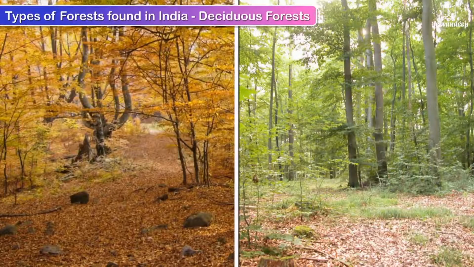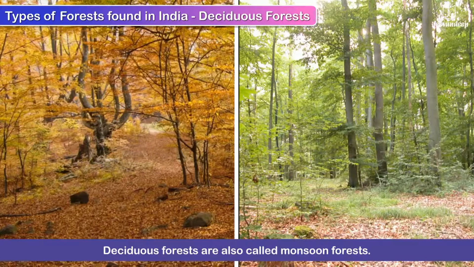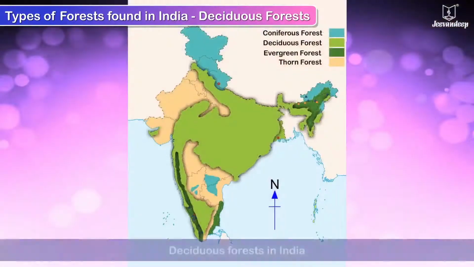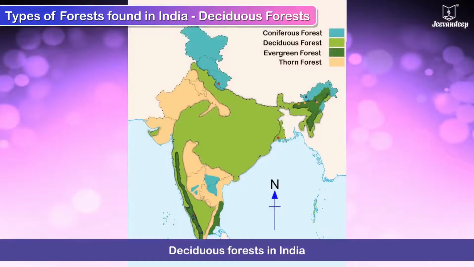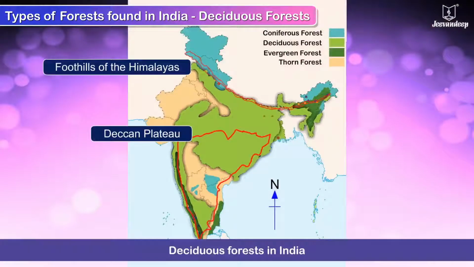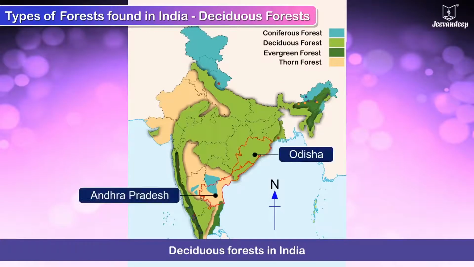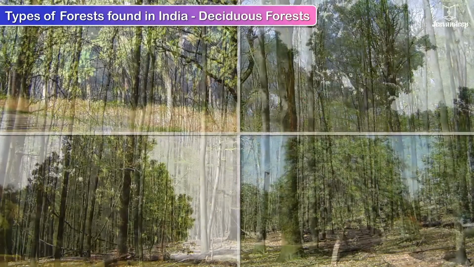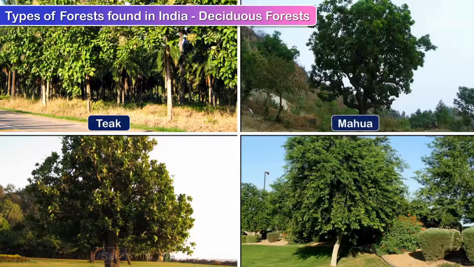Deciduous forests. Deciduous forests are also called monsoon forests. Deciduous trees shed their leaves every year. In India, deciduous forests are found in the foothills of the Himalayas, the Deccan Plateau, as well as in states like Andhra Pradesh, Odisha, and Bihar. The main trees in these forests are teak, mahua, sal, and shisham.